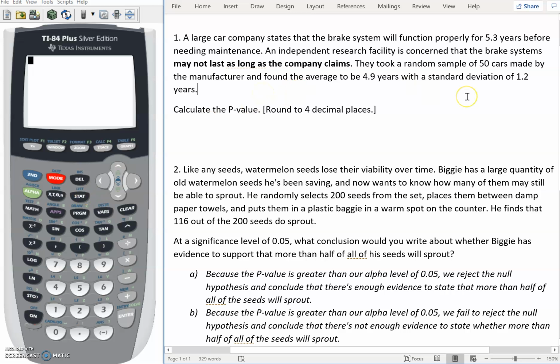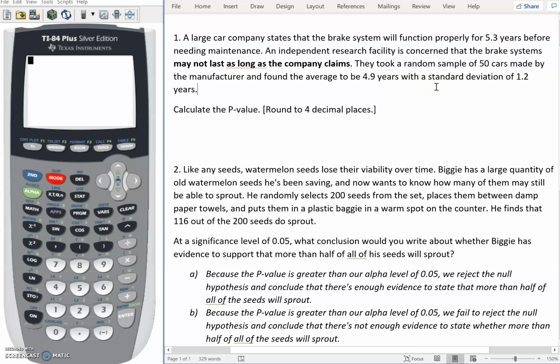So we got a sample of 50 cars, depending on which version. These are all randomized, so you might have had 45, 50, or 55 cars. The sample average of 4.9, again, that number would have been different depending on which version of this question you had, but something along these lines. And then a standard deviation of 1.2 years. Keep in mind that standard deviation is from the sample. So we took a sample of these cars and got a mean and standard deviation.